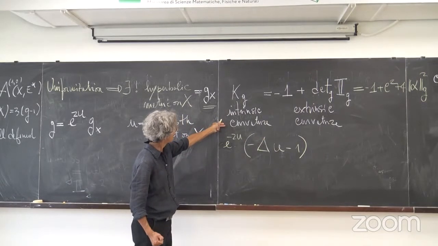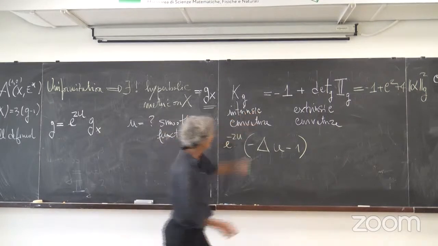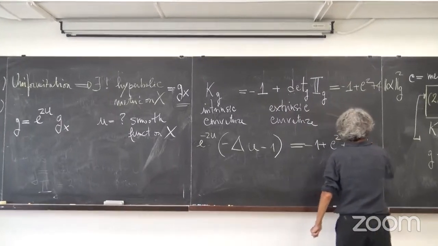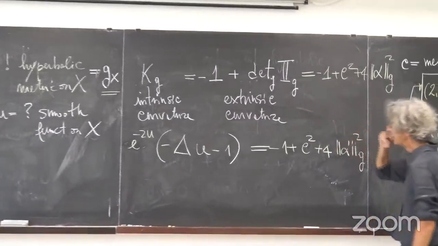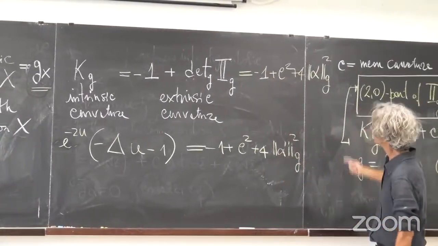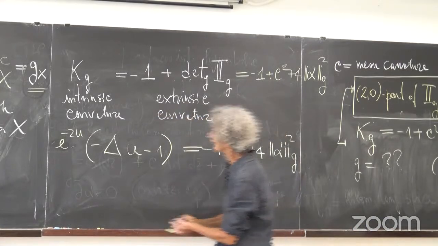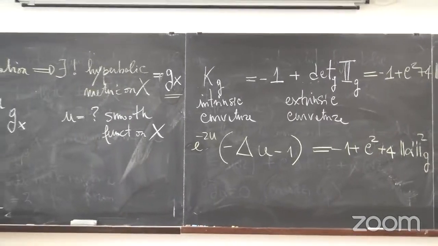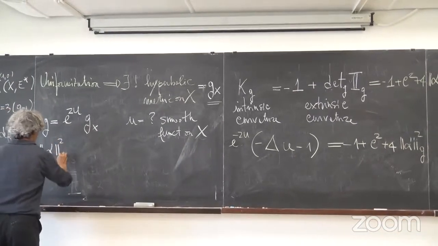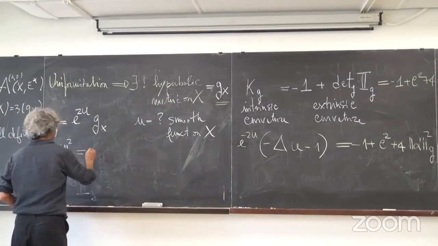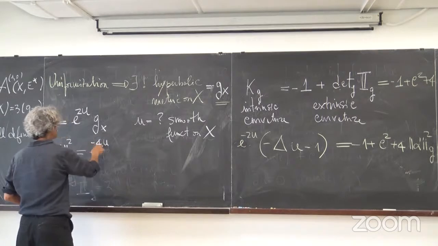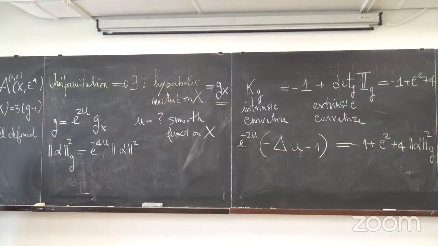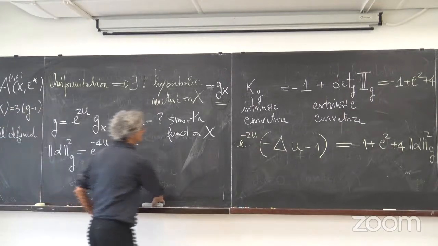So we have explicitly written, with the use of the background metric g_X, this term, and now we want that this is equal to minus 1 plus c squared plus 4 the norm of alpha squared with respect to g. But you want to write, of course, everything in the background metric, and for this purpose you recall that once you have picked the metric g in this way, then the Hilbert-Schmidt norm with respect to g varies in this way: it is e to the minus 4u times the norm of alpha squared, but now with respect to the metric g_X. Okay? So I can replace this term here.